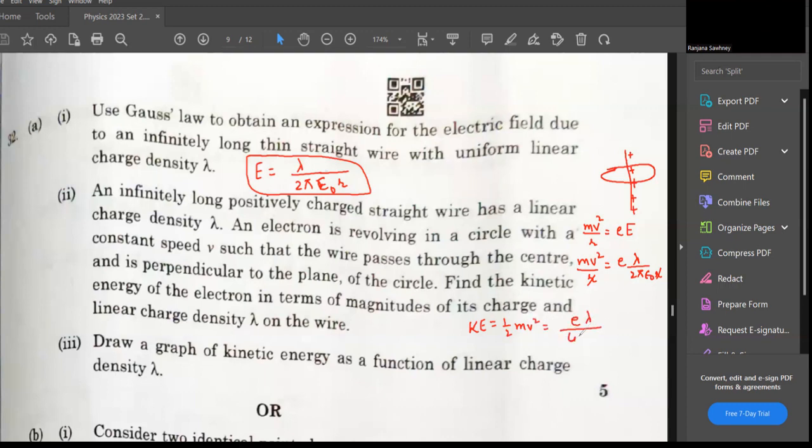E lambda upon 4 pi epsilon naught is the expression for the kinetic energy. C part, draw the kinetic energy as a function of lambda. From this equation, we see that kinetic energy is directly proportional to lambda. So the graph will be a straight line passing through the origin.